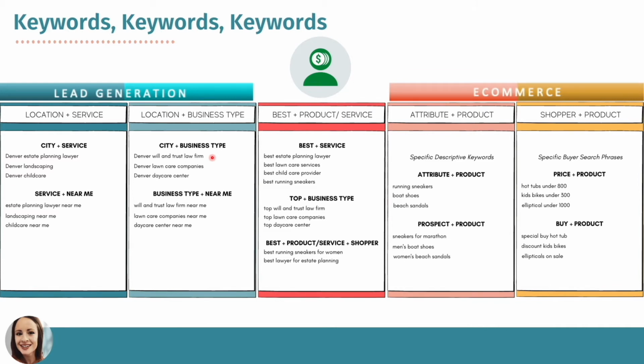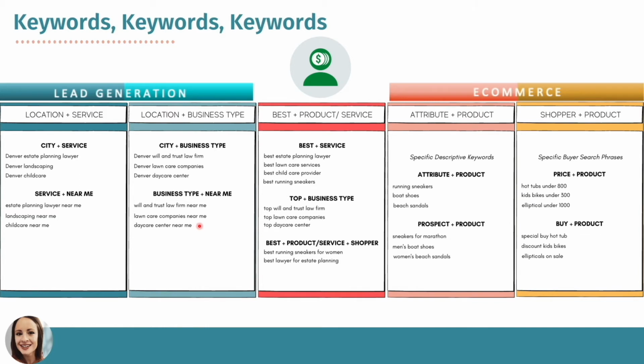So for this one, city and business type. You want to include the city, and then you want to include the actual business type, the law firm, not lawyer, law firm. Denver lawn care companies. So instead of landscaping or grass cutting service, it would be the actual companies. Denver daycare center. So not child care, not the act or the service, but the actual business type. And then here, business type and near me. So will and trust law firm near me, lawn care companies near me, and daycare center near me. It's that same thing, business type, but near me.